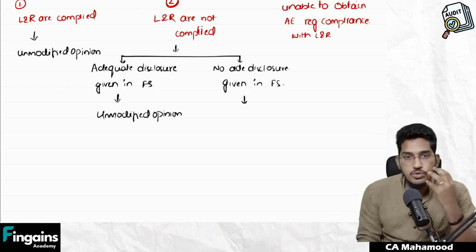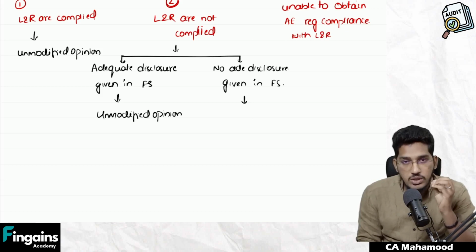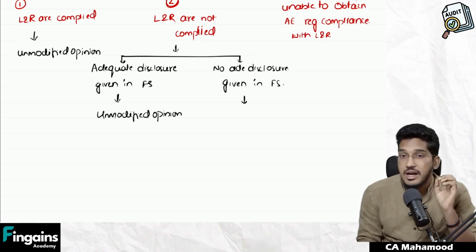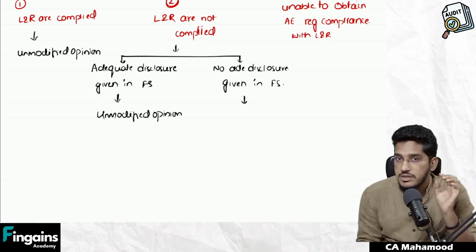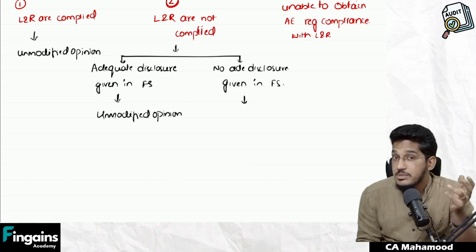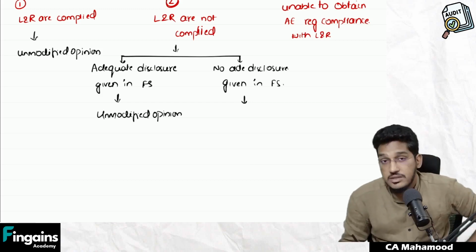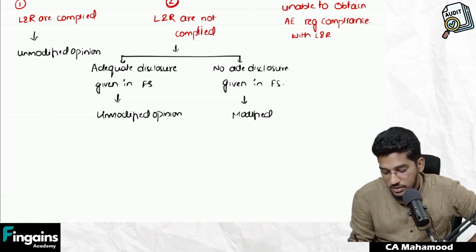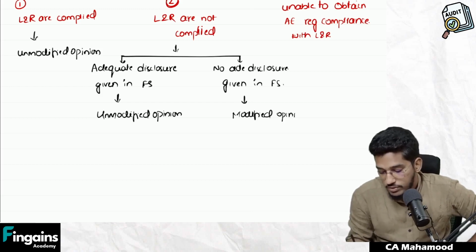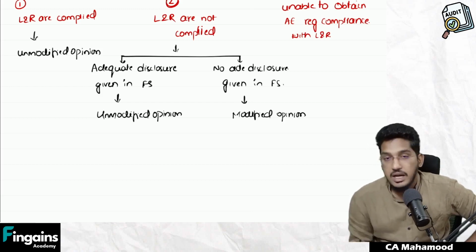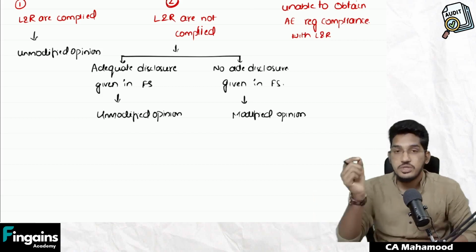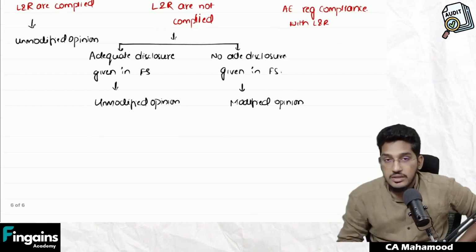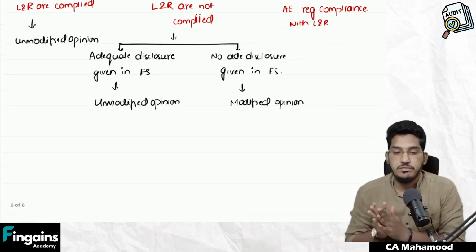Now, if the management is not giving adequate disclosure, if they are hiding the information in the financial statements, in that case, are the financial statements giving a true and fair view, or are they misleading? In that case, financial statements are misleading. Now what should you do? In this case, you have to give a modified opinion. So if laws and regulations are not complied, and if there is no adequate disclosure given in the financial statements, then the auditor should give modified.